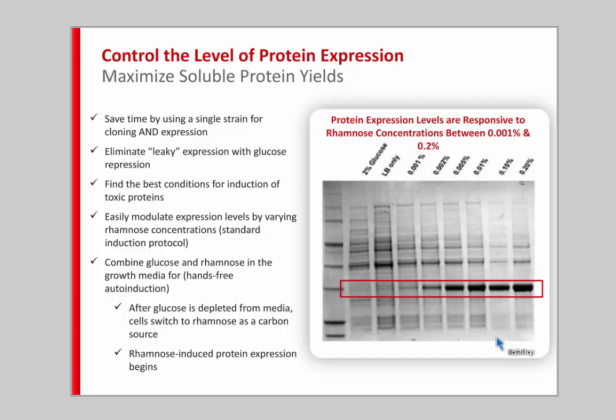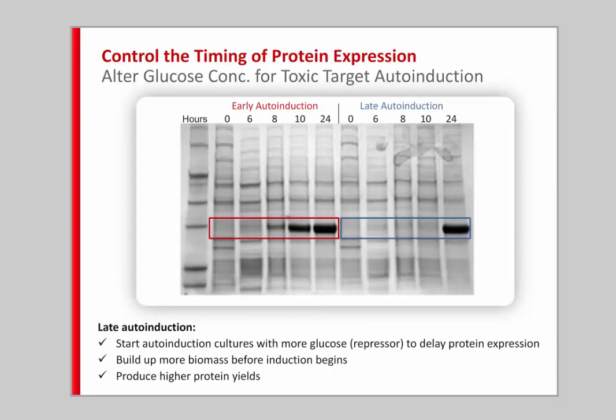And in addition to the workflow advantage of cloning and expressing in the same cell line, we can take advantage of this responsiveness to provide a hands-free auto-induction protocol. And this is where glucose and Rhamnose are provided in the culture media, and the cell will preferentially grow on glucose to a higher density while tightly repressing expression of the target protein. And then when the glucose is depleted, the cell switches over to Rhamnose and protein expression is induced. And this is what autoinduction looks like.